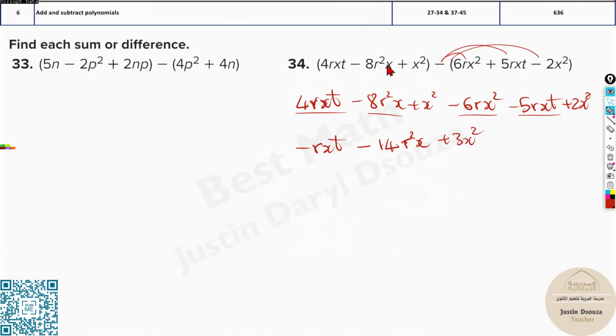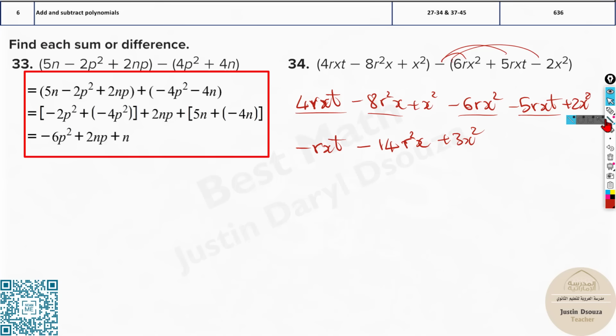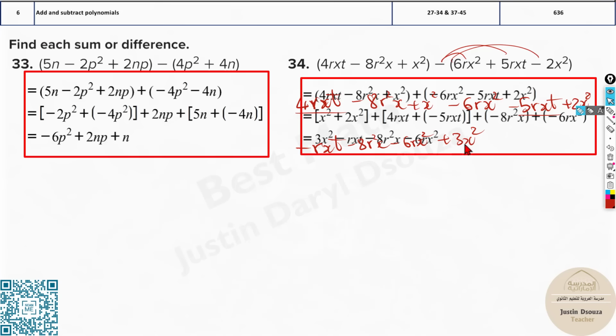Just check this. Oh, look at this. What a mistake I have done. This is r squared x and this is r x squared. They're not the same. I cannot write r squared x minus 6r x squared. Be careful with the variables. Okay. So that is the correct answer.